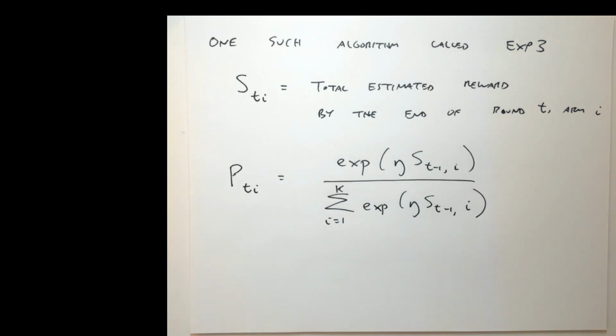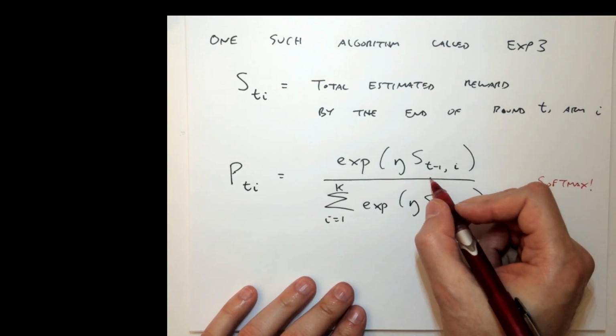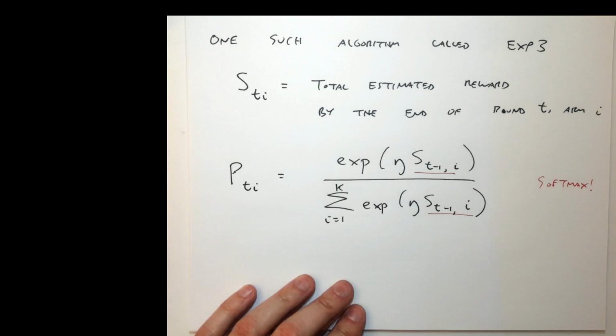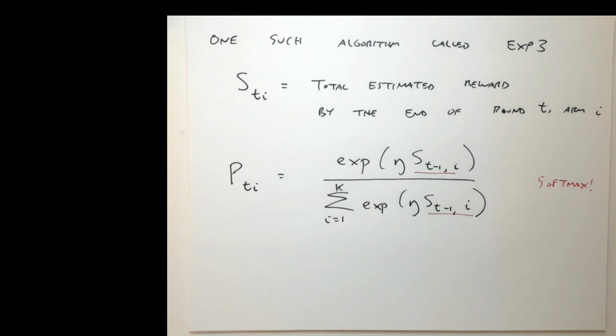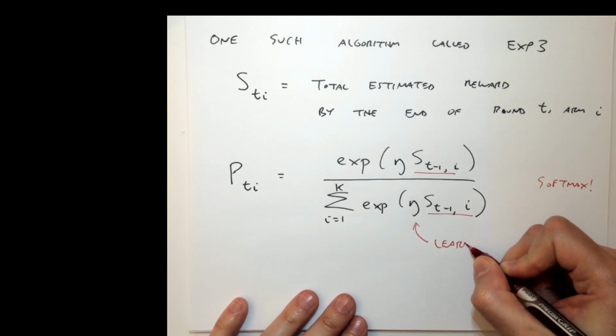So this here, first of all, forget about where it came from. This should remind you of something, right? This is a softmax, right? So it's kind of like saying that I have some sort of expected rewards for each arm, and I normalize those rewards into a PDF or a PMF. And this number here is what's called the learning rate.